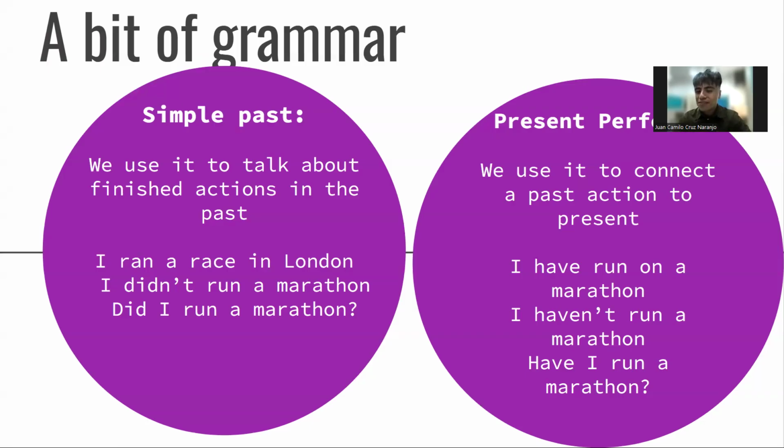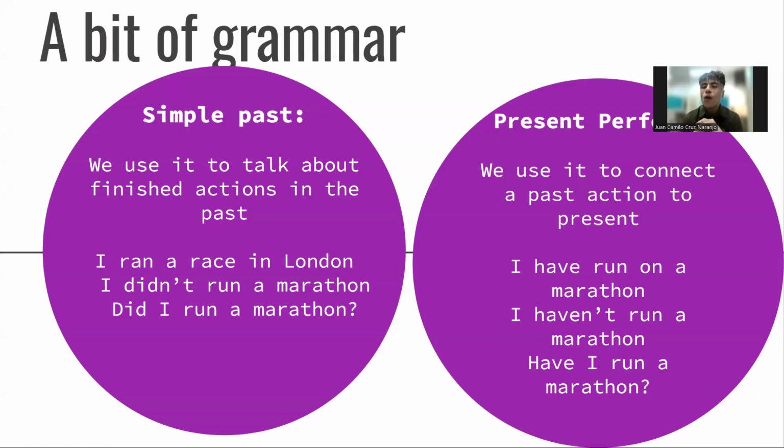Present perfect affirmative sentence. If I want to create a sentence in negative form in the present perfect, I'm going to add "not" after the auxiliary. So I'm going to say, "I haven't run a marathon." I'm not going to change anything. I'm just going to add "not" after the auxiliary.